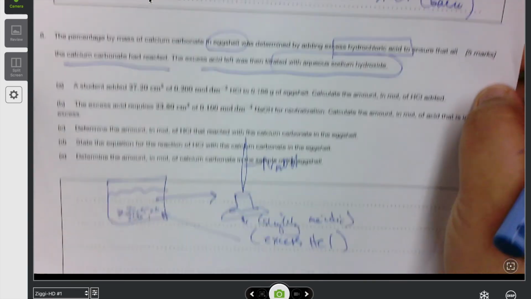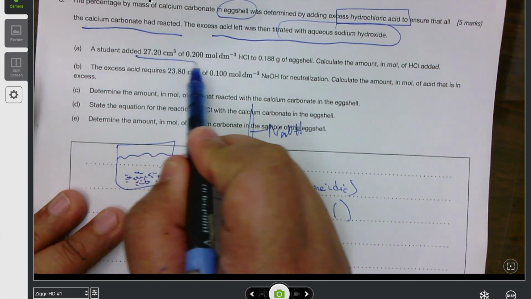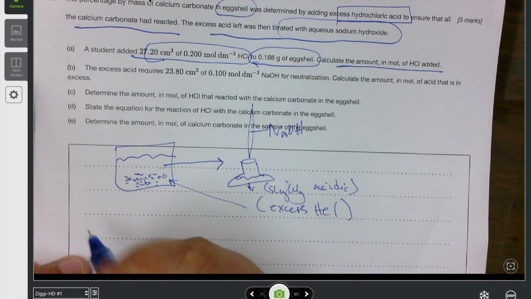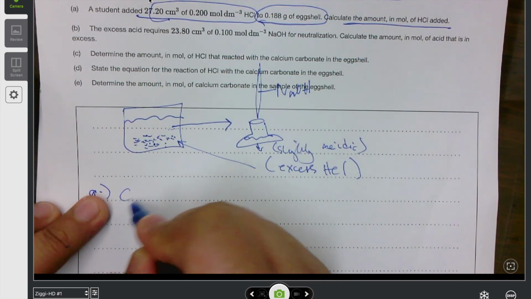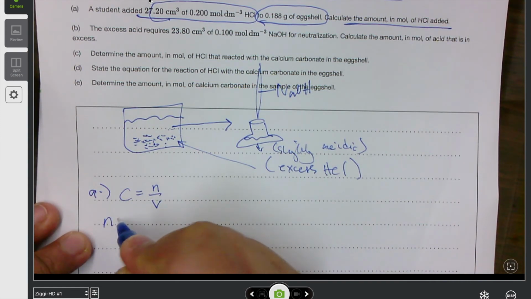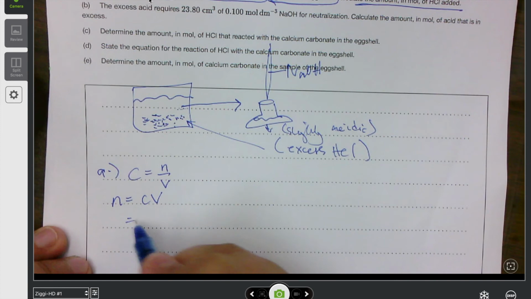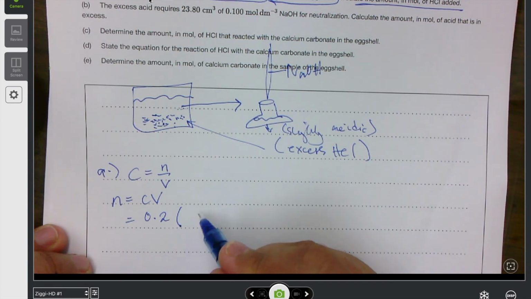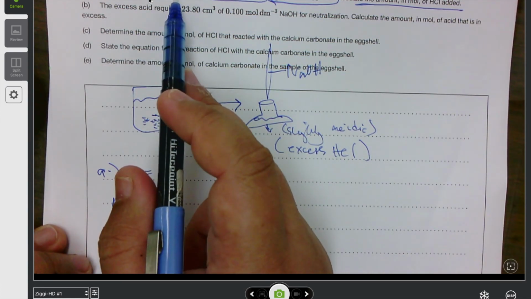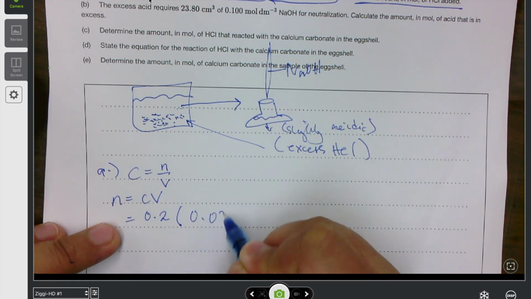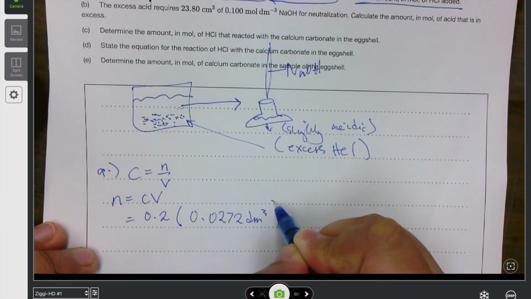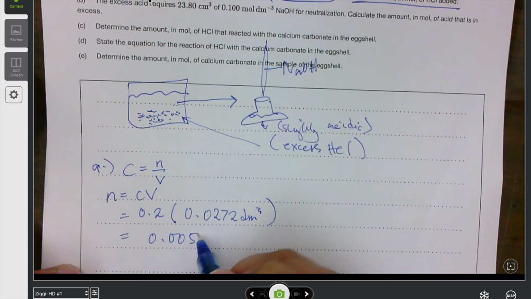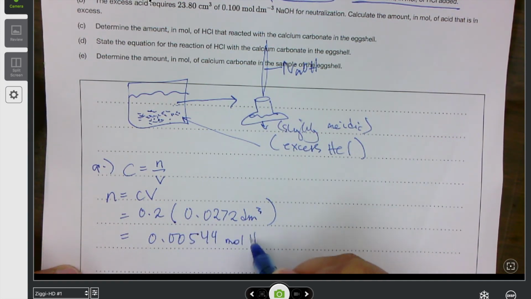So a student added this much of HCl to this many grams of your eggshell. Calculate the mole of HCl added. So, you know concentration is n over V, therefore mole is concentration times volume. What's the concentration of HCl? It's given, 0.2. What's the volume? 27.20 cm cubed. Convert that to dm cubed. So 0.0272 dm cubed. What's the mole? Please look if you got it right. 0.00544 mole of HCl. I was happy everybody got that correct. B.